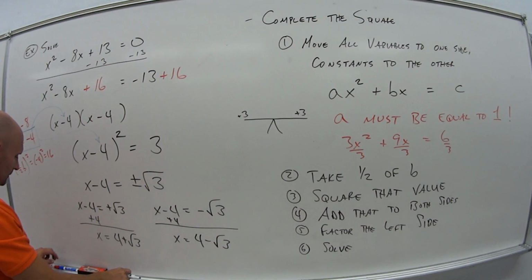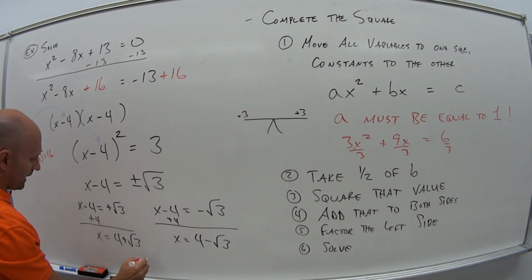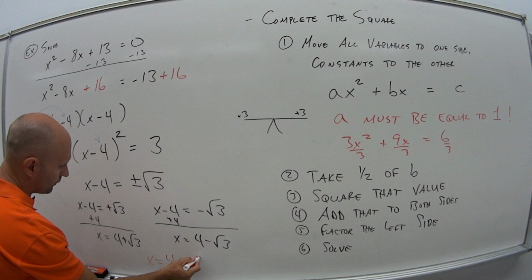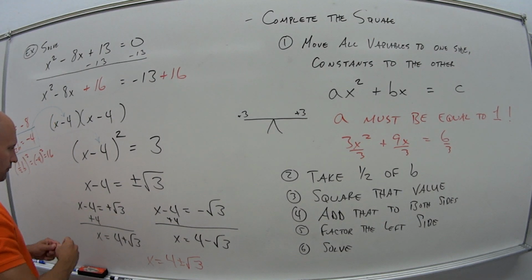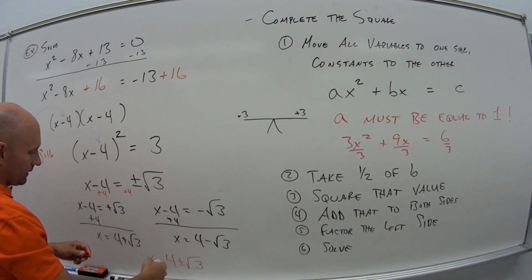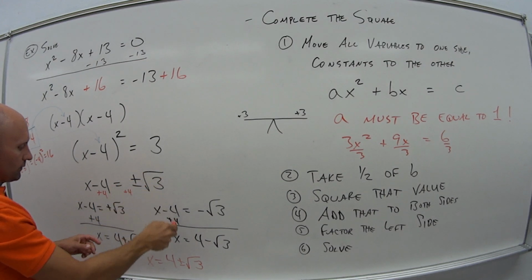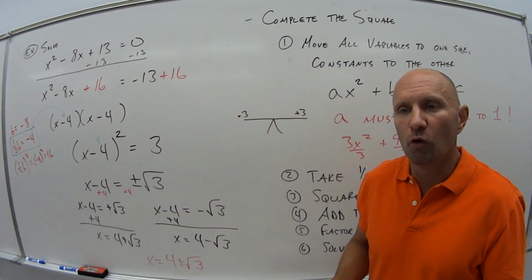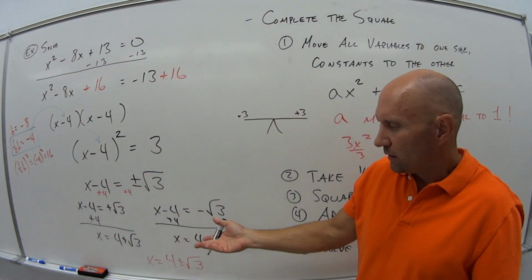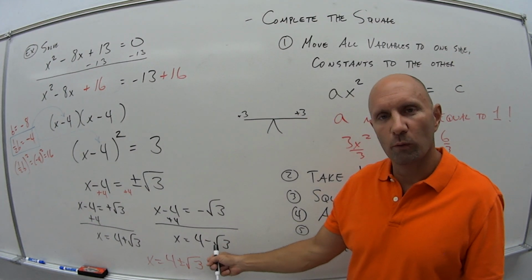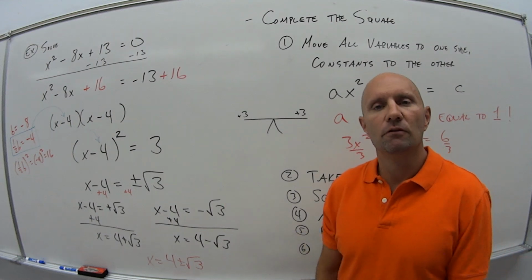And so sometimes you may see this just written as x is equal to 4 plus or minus the square root of 3. So we just add 4 here, add 4 to this side, and it gives us 4 plus or minus the square root of 3. So depending on if WebAssign for your homework wants you to split it up, you would have to split it into 2 pieces. If on an exam you just write 4 plus or minus square root of 3, fine, 100%.